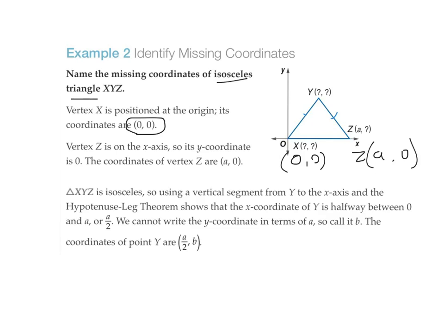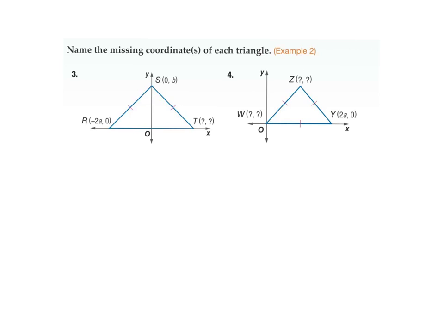Don't forget, on an isosceles triangle you've got two sides that are congruent, so should also be your two angles. So this point must bisect this distance. So as far as your x is concerned, it's going to be A divided by 2. And don't forget your B coordinate. You haven't been given any actual numbers, so it's just B. So your coordinates for Z is A, 0. Your coordinates for Y is A divided by 2, B.